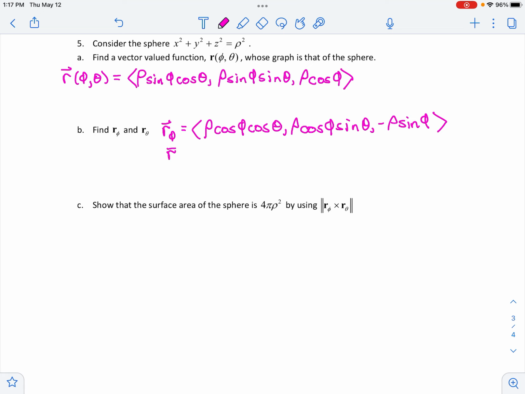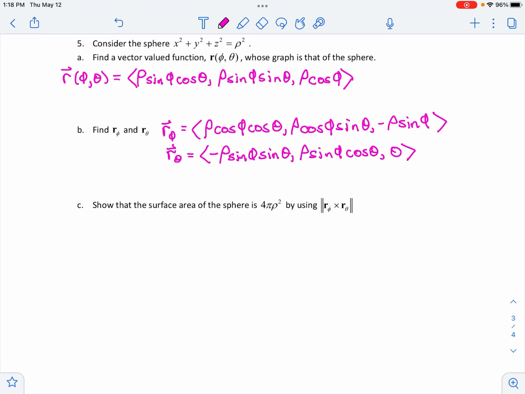Now let's look at the partial with respect to theta. That's going to be negative rho sine phi sine theta. And then rho sine phi cosine theta. And then 0 here. There's no theta in there.